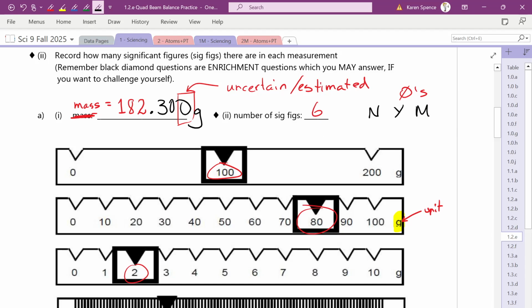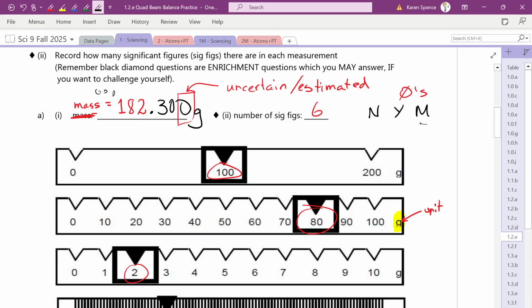So if they're on the left, don't count them. So if I had some zeros here, we would not count them. If they're in the middle, we would. Yes. At the end, it's maybe.